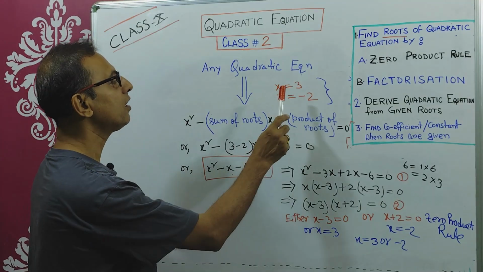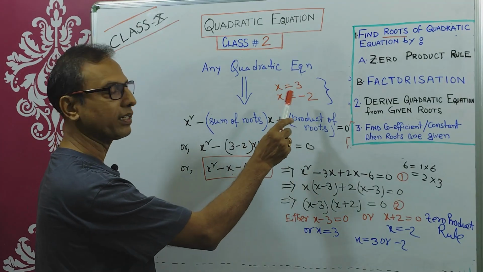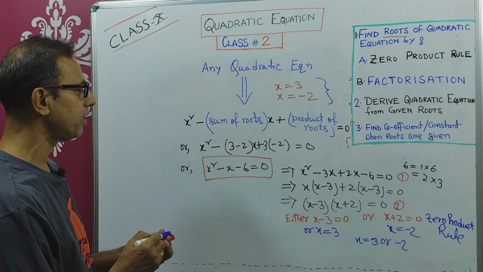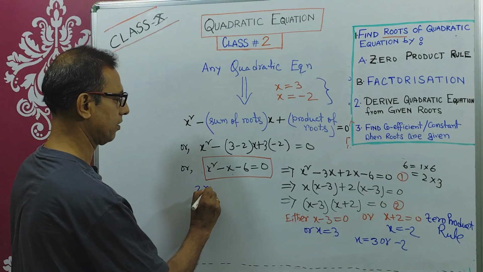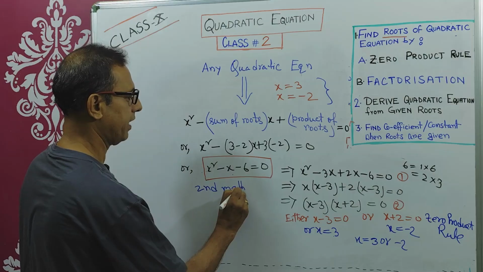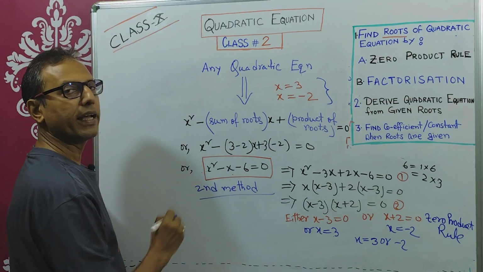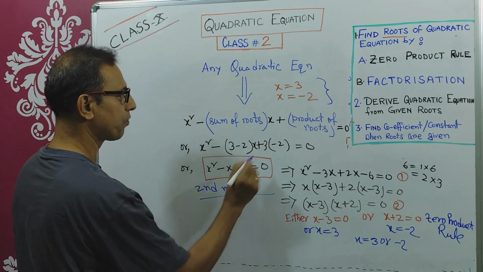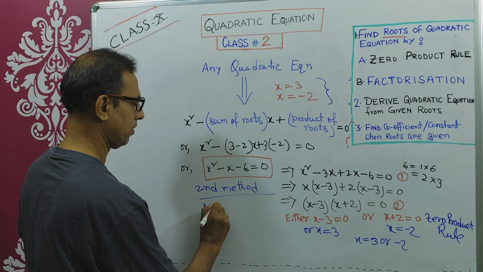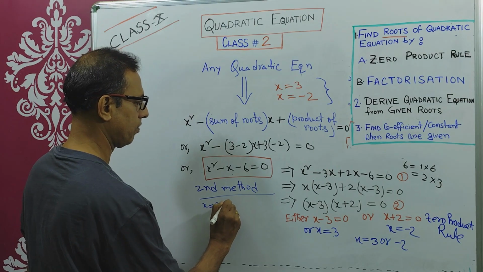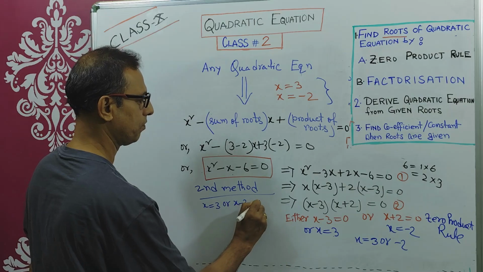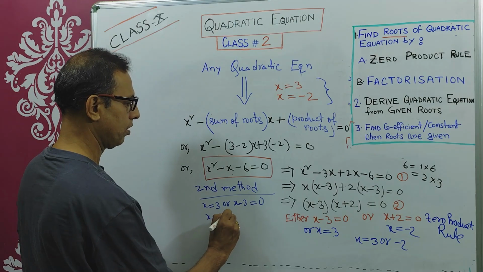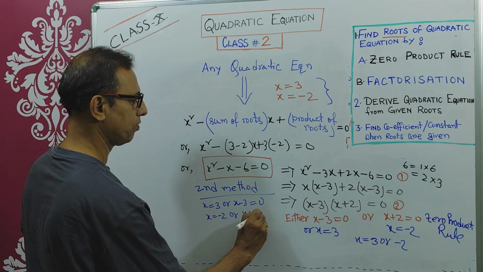But not necessarily, when the roots are given, do you always need this formula to find the quadratic equation. You can do it in another way also. What is another way? Second method: x equals 3 is given, x equals minus 2 is given. Here what you can do? From x equals 3, we get x minus 3 equals 0. When x equals minus 2, that means x plus 2 equals 0.